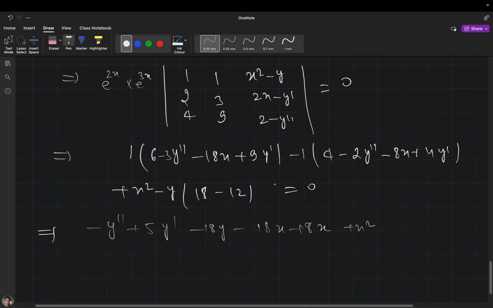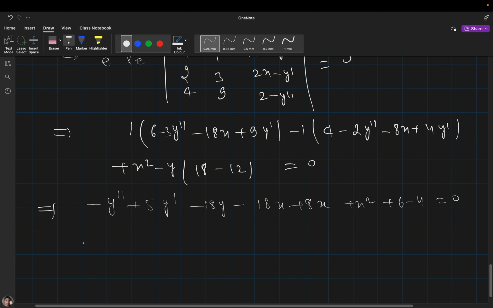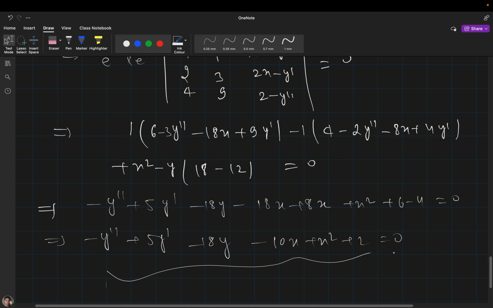Now you have how many constants? Plus 6 minus 4 equal to 0. So minus y double dash plus 5y dash minus 18y, and this will be 10x, then x square plus 2 equal to 0. So this is the resulting differential equation. Is it correct or not? Tell me.